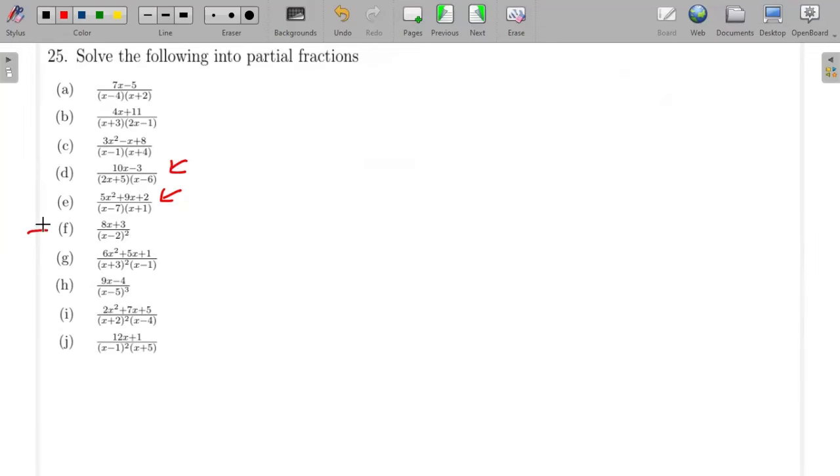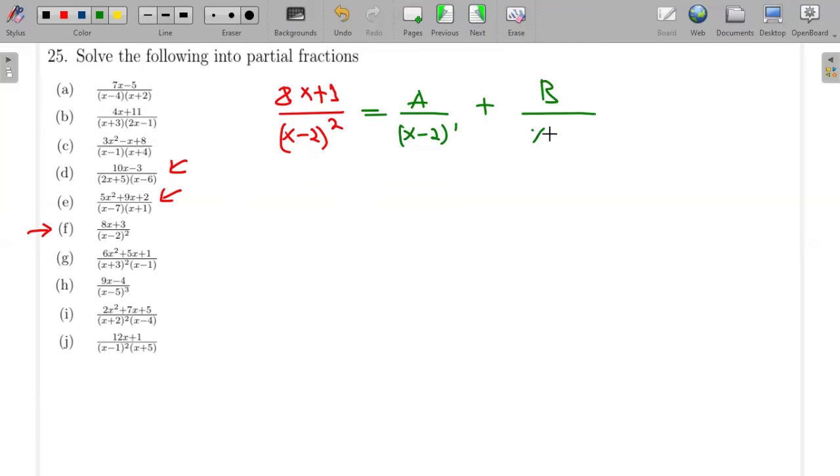Okay, so now I'll go to part F, which has a repeating factor there. So that is 8x plus 3 divided by x minus 2 and then squared. Okay, so we said, how are we going to be handling a repeating factor? We're going to say this will be equal to a divided by x minus 2 to the power 1, and then plus b divided by x minus 2 to the power 2. And then we're going to multiply throughout by x minus 2 squared. So simply the denominator on the left.